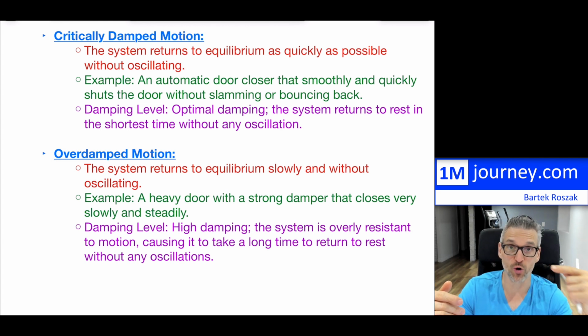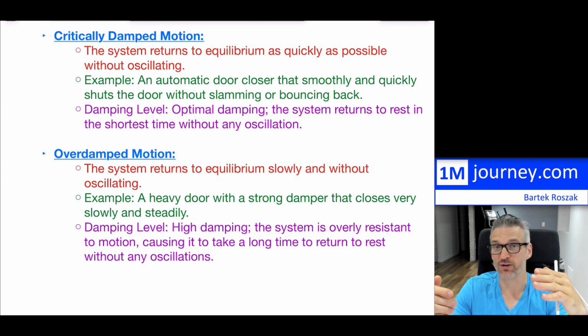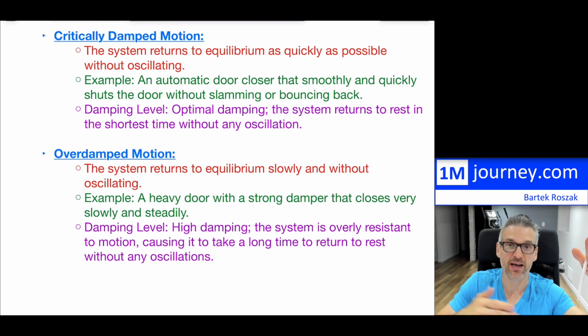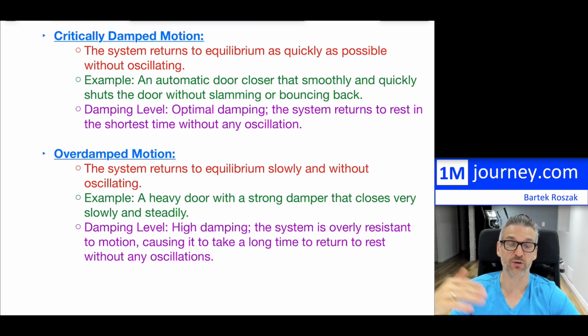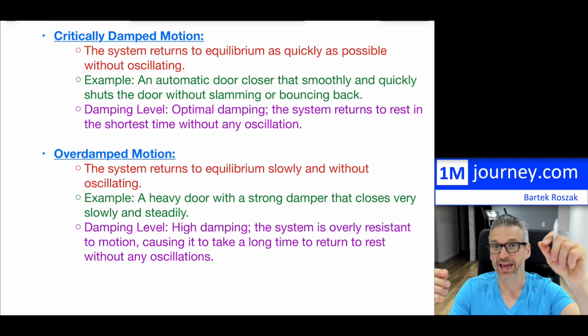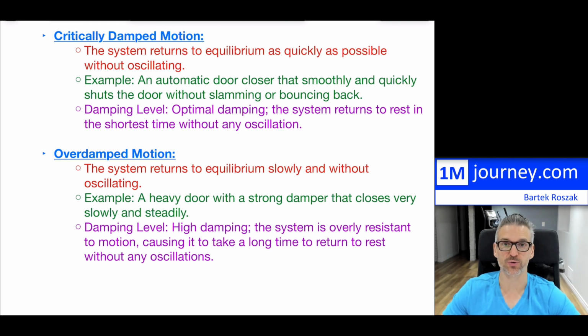But if you have an overdamped system, then it won't shut very quickly. It's going to give you the time to actually walk through the door, and then it's slowly going to return to its equilibrium. So that amount of damping is very high, and the system is overly resistant to motion. It doesn't want to move very quickly, it takes a pretty long time to come back, and it does not oscillate.